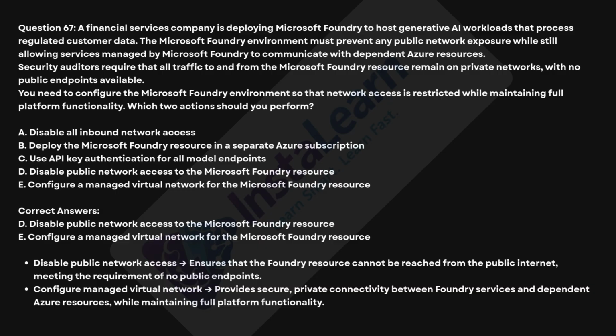Correct answers are D. Disable public network access to the Microsoft Foundry resource. E. Configure a managed virtual network for the Microsoft Foundry resource. Disable public network access ensures that the Foundry resource cannot be reached from the public internet, meeting the requirement of no public endpoints. Configure managed virtual network provides secure, private connectivity between Foundry services and dependent Azure resources, while maintaining full platform functionality.